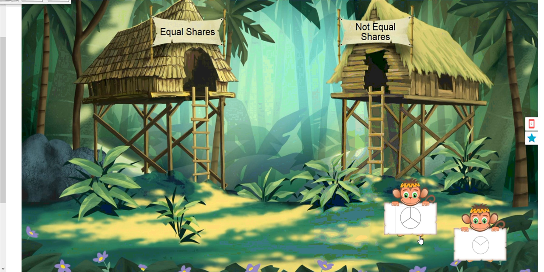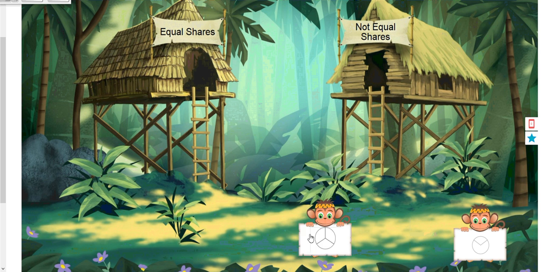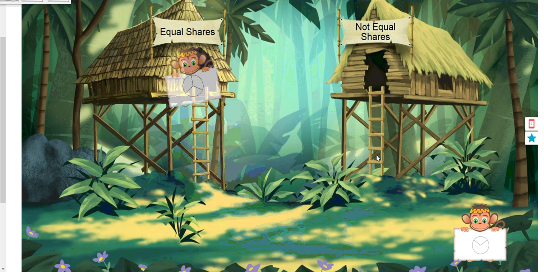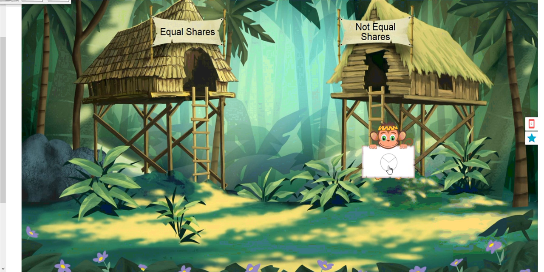Look at this monkey's circle. What do you think about this one? Is this equal shares or not equal shares? These are equal shares. Each piece is the same size. What about this monkey? Equal shares or not equal shares? Not equal shares. This piece is much larger than this piece.